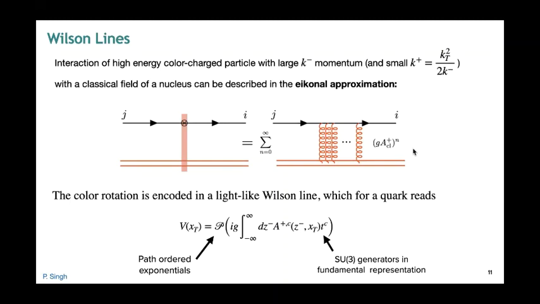Now, this entire color rotation is encoded in the light-like Wilson line, which for the quark is given as a summation over the longitudinal direction that it has passed through the nucleus, and A plus is the gauge field of the background nucleus, and it has a dependence on your z minus, the direction in which it is passing, and the transverse spacing.